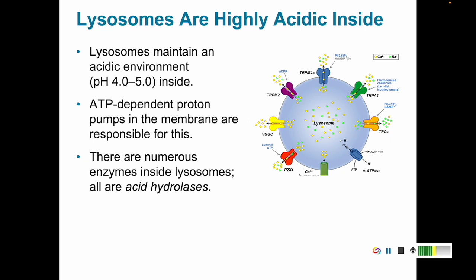Lysosomes are very acidic. They have a pH around 4 or even 5. So they have to be constantly pumping protons into them to maintain that acidity. There are ATP-dependent proton pumps. That means that these proton pumps will pump in protons through active transport, hydrolyzing ATP in the process. And then many of the enzymes inside of the lysosomes are acid hydrolases that will function best at that acidic pH.